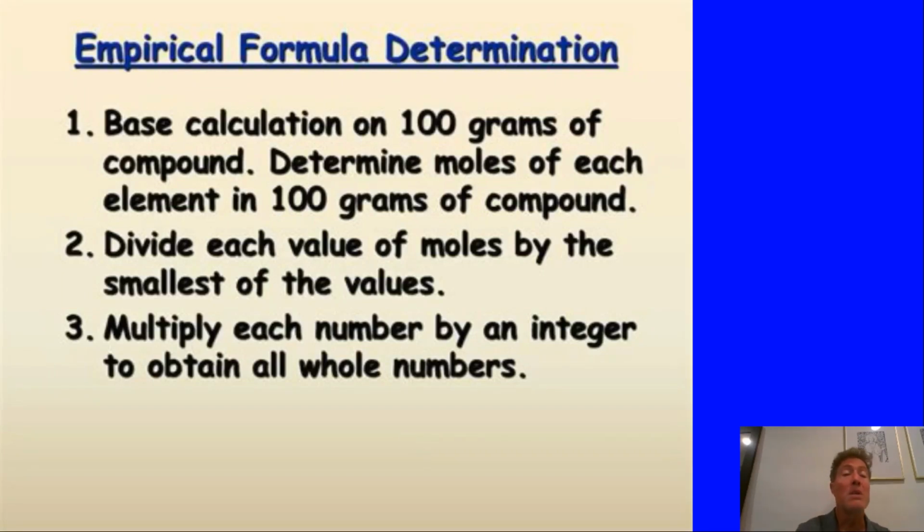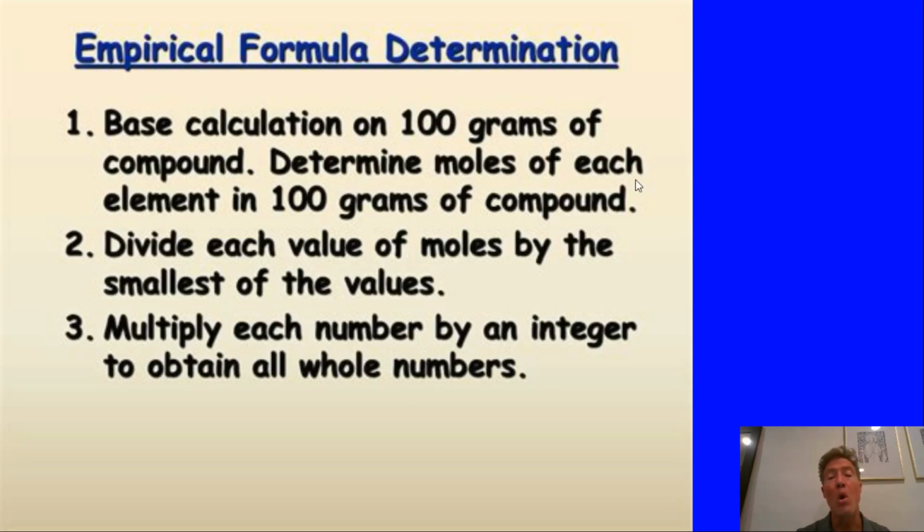Well, the first thing we do is we assume that we're dealing with 100 grams of compound. Why? Well, because we're going to be starting with percent composition. So if I have something that's 80% oxygen, I'm just going to say, well, let's assume that I have 100 grams of the compound. If 80% of it is oxygen, that means 80 grams are oxygen. So we're going to base our calculations on 100 grams of the compound.